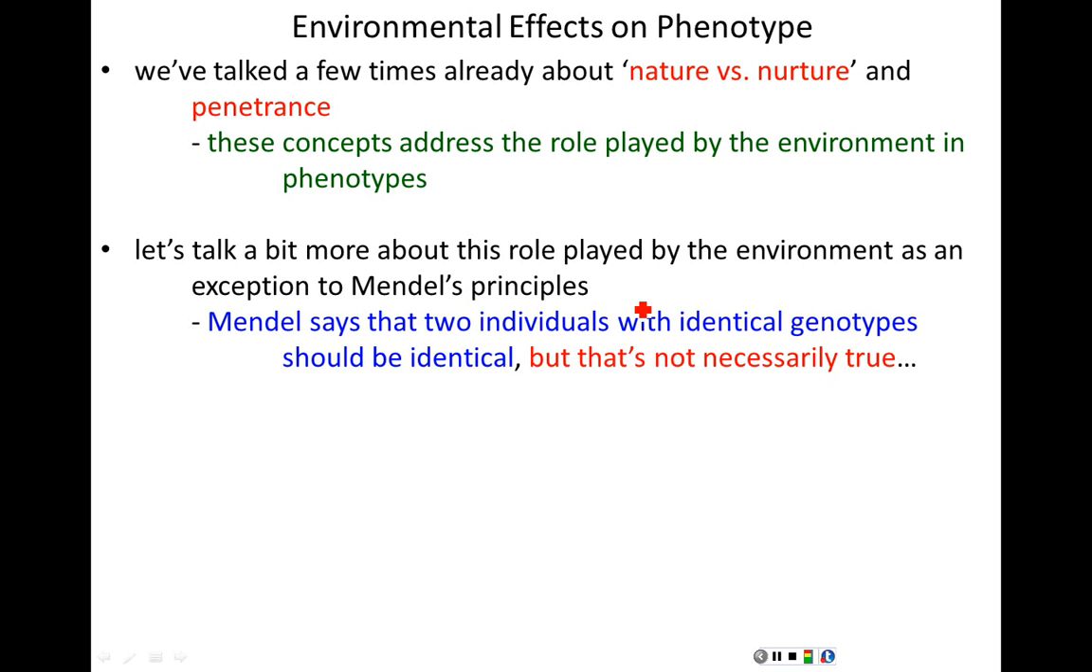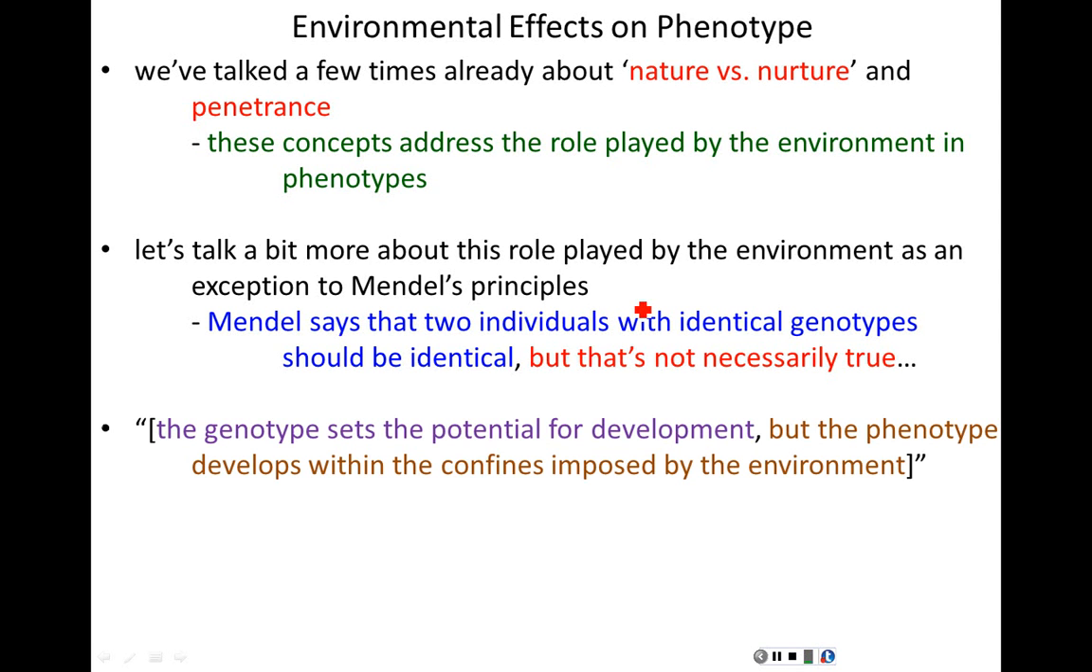Mendel says that 2 individuals with 2 identical genotypes should be identical because it's all about the genes, but we know that's not necessarily true. The textbook says, and I'm paraphrasing a bit, the genotype sets the potential, the potential for the development.